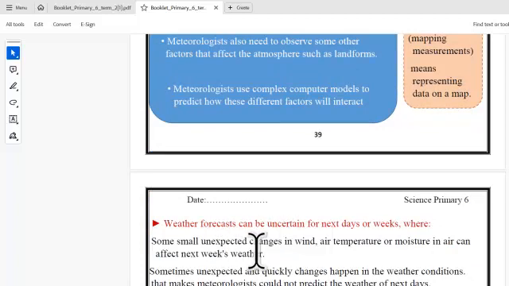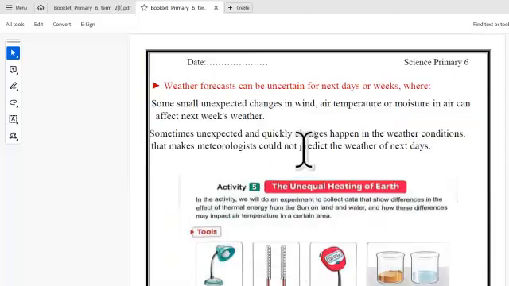Weather forecasts can be uncertain for the next days or weeks, where some small unexpected changes in wind, air temperature, or moisture in the air can affect next week's weather. Sometimes unexpected and quick changes happen in the weather conditions that make meteorologists unable to predict the next day's weather.